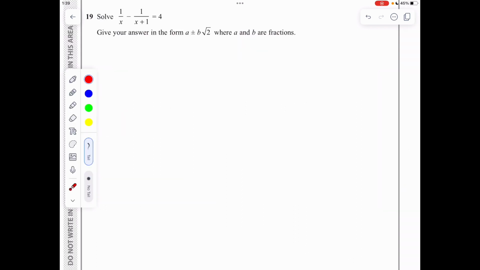In 19, we are asked to solve the given equation here, and we need to give our answer in the form of a plus minus b root 2, where a and b are fractions. Now, just looking at the form of the final answer, this hints at the quadratic formula. So we're dealing with an algebraic equation that involves fractions. It's 1 over x minus 1 over x plus 1 is equal to 4.